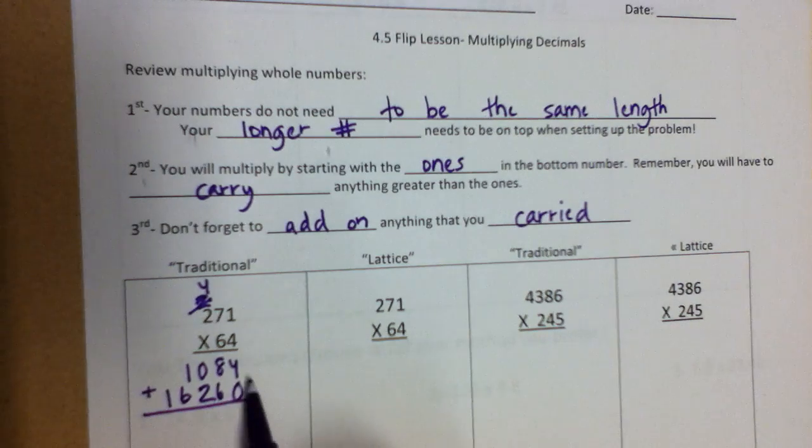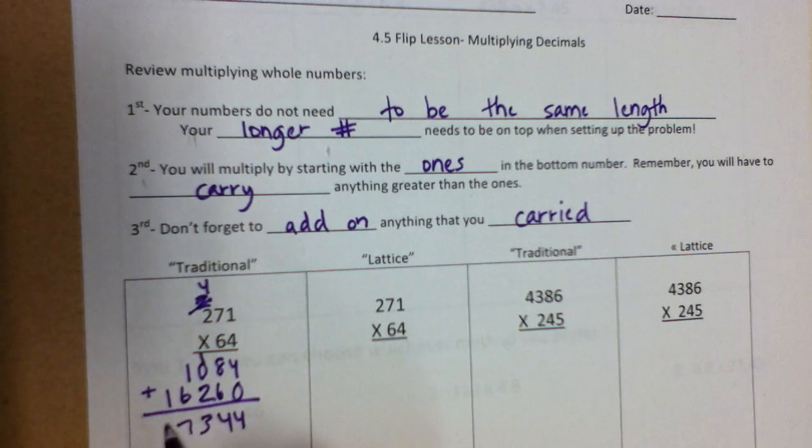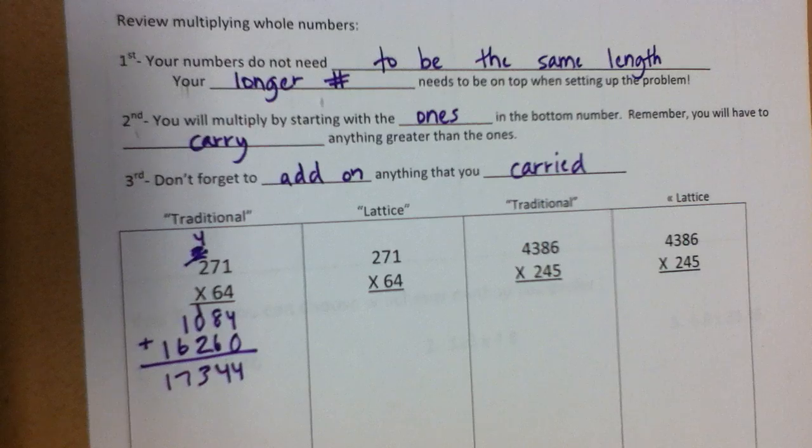I'm going to add 4 plus 0. 6 plus 8 is 14, carry the 1. 1 plus 2 is 3. 1 plus 6 is 7. And then my 1. And my answer is 17,344.